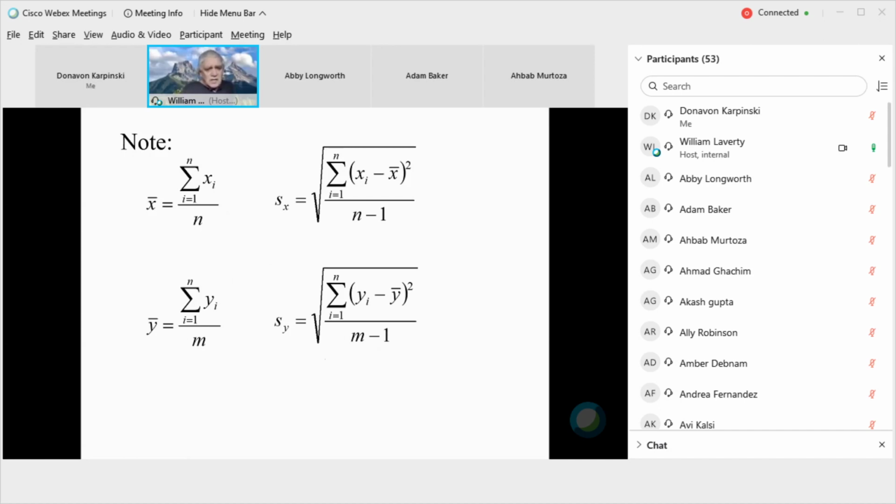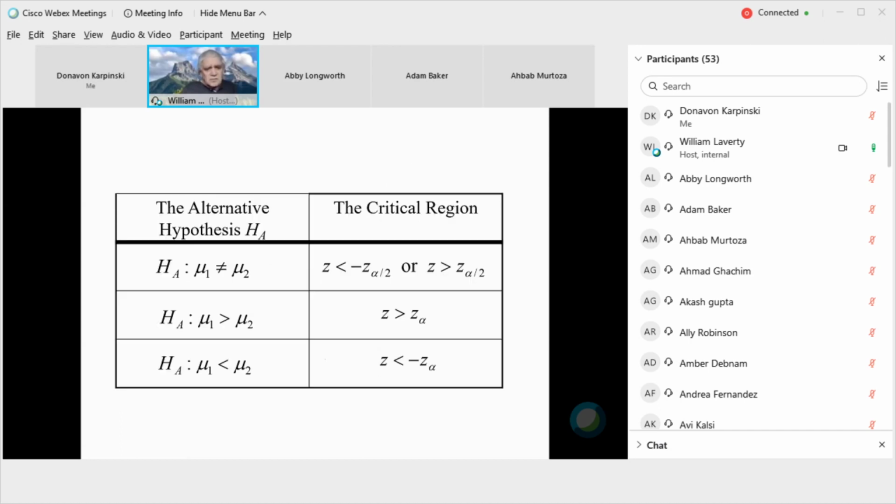There's the estimators of mu1 and sigma 1, mu2 and sigma 2.